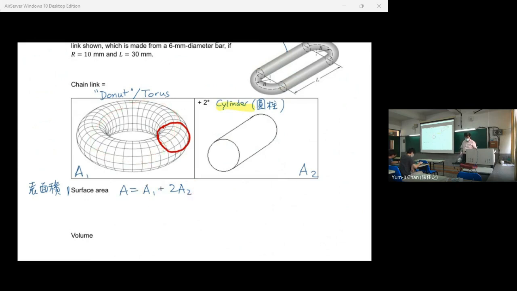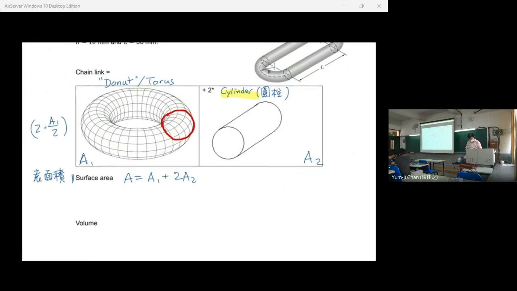Of course, you can say it is equal to 2 times half of A1, but you know what I mean here. We have half of it to the left and half of it to the right. But this one is the result. For A2, of course, you know how to calculate it, but how about A1 here?